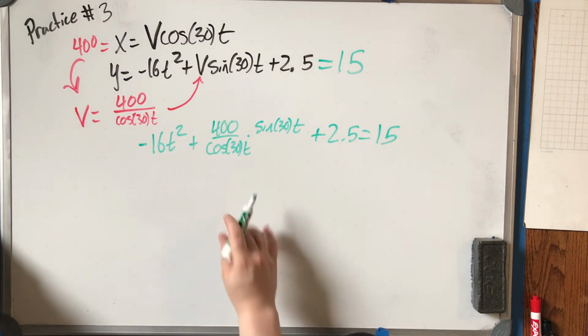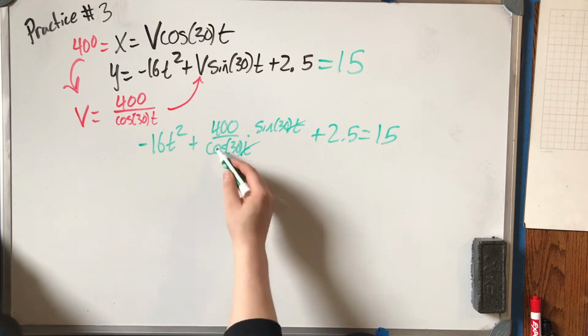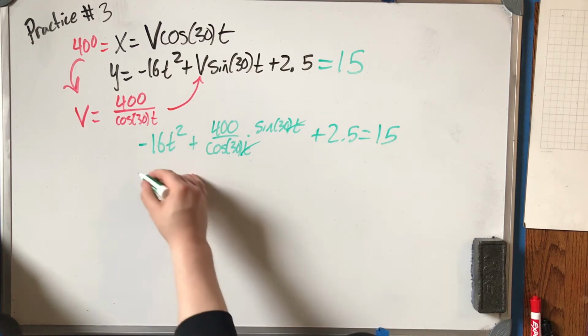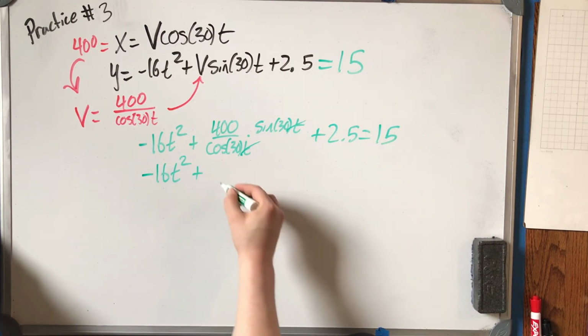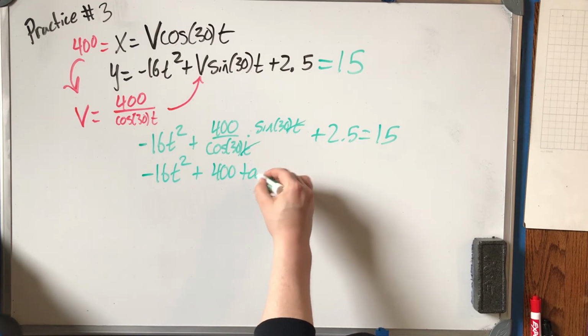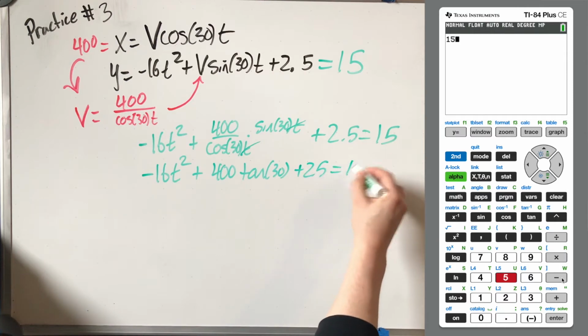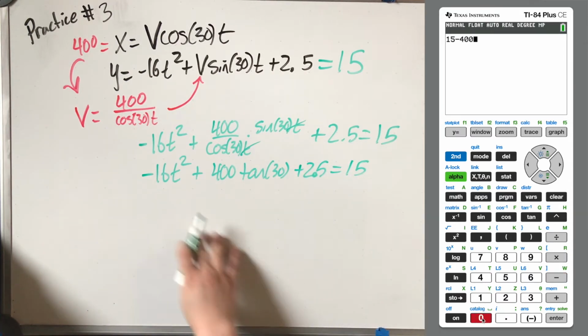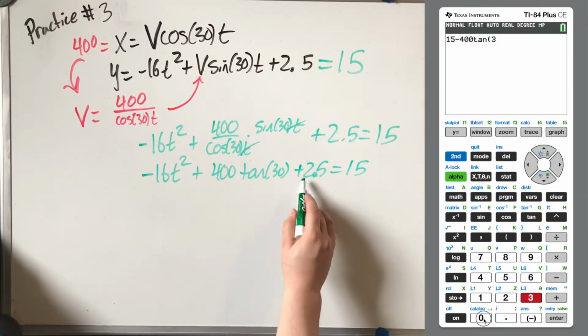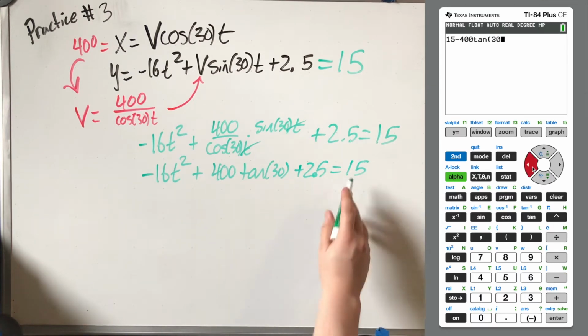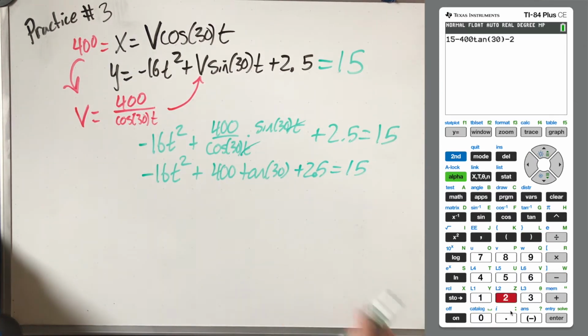So let's take a look right here. These t values are going to cancel, and sine over cosine is actually just tangent. So I have negative 16t squared plus 400 tangent 30. Remember the t's canceled, plus 2.5 equals 15. So I only have one unknown right here, t, so I'm going to subtract 2.5, subtract 400 tan 30, and ultimately divide by this negative 16.